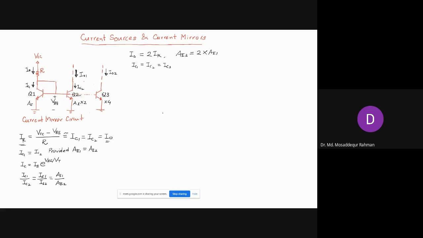Okay, so let's show this multi-stage differential amplifier we had discussed thoroughly.